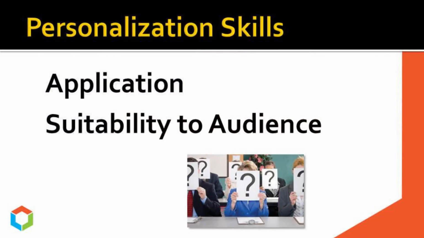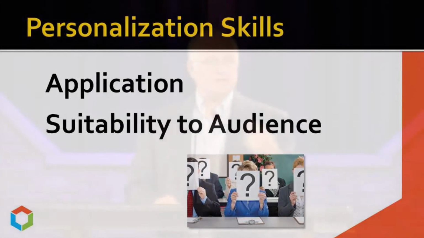Then we have a class we call personalization skills. And these are things that say, did you take the knowledge and the information and your poise and your confidence, but did you make it applicable? You may know a lot, but did you make it applicable to the people that you're communicating with? Was it suitable for the audience? Talking about Jesus to a 4-year-old is very different than talking about Jesus to a seminary class. You can talk about a subject, but you can be completely unsuitable to your audience.